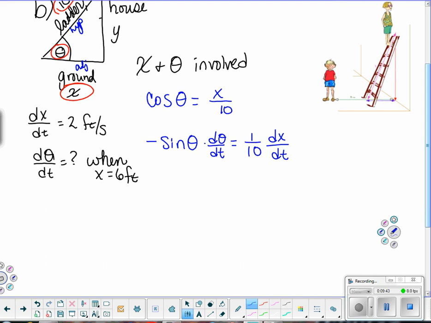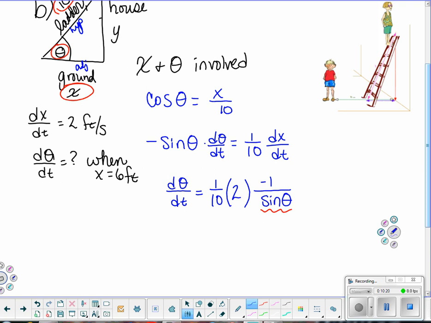I want d theta dt, don't I? d theta dt will equal 1/10. We know dx dt is positive 2. And I would divide by sine, wouldn't I? So I divide by this negative sine theta, which could be rewritten as a cosecant theta if you wanted to. Not necessary though. Okay, so the only thing I have yet to find is, what is sine theta?